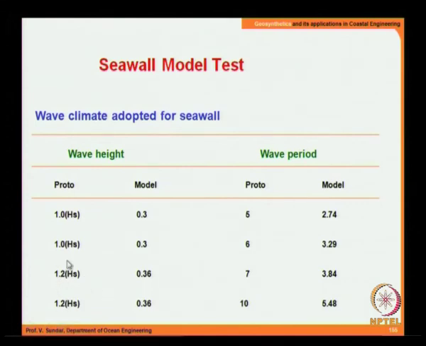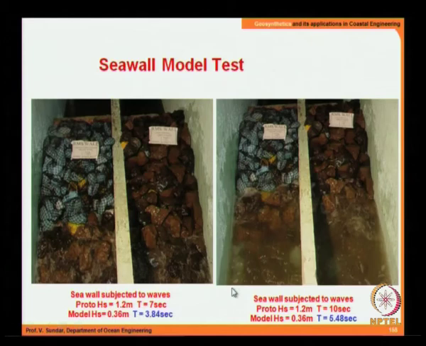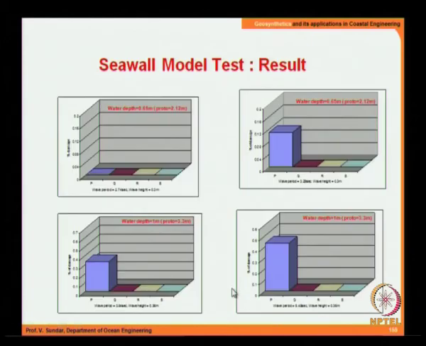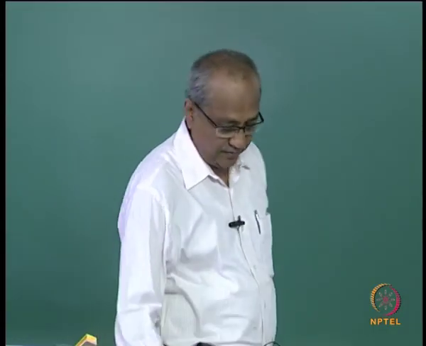So you see that different wave heights were tested here, and some of the results are shown here. Finally, you look at the result: the stability was well below, the damage was well below 5%, indicating that the assumed cross section, or the designed cross section, is quite safe.